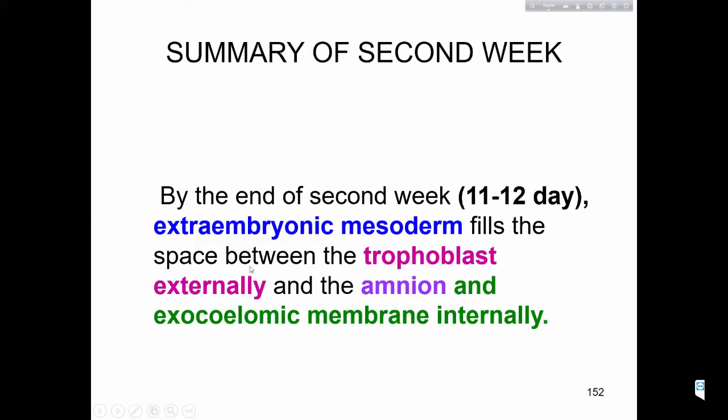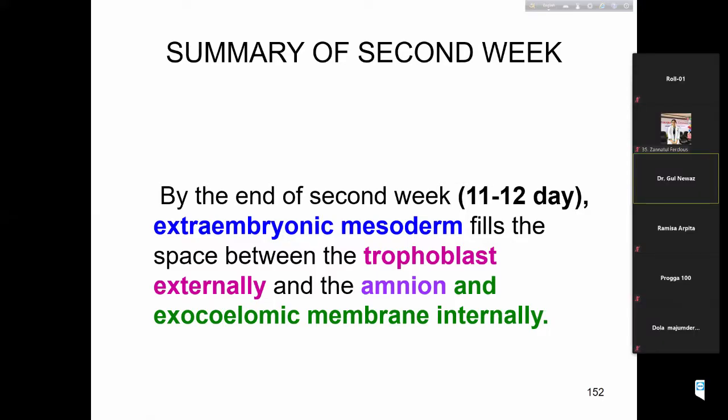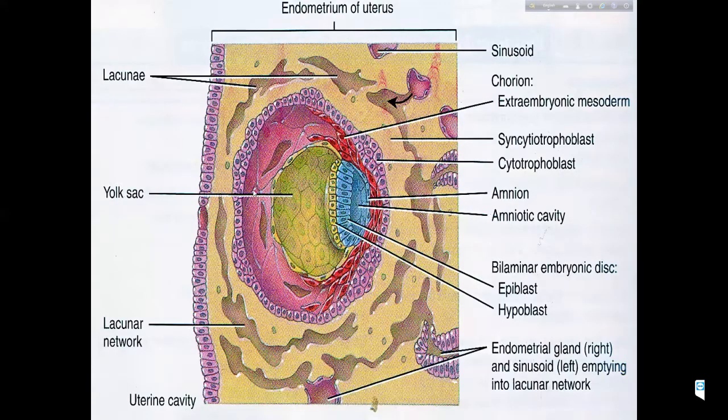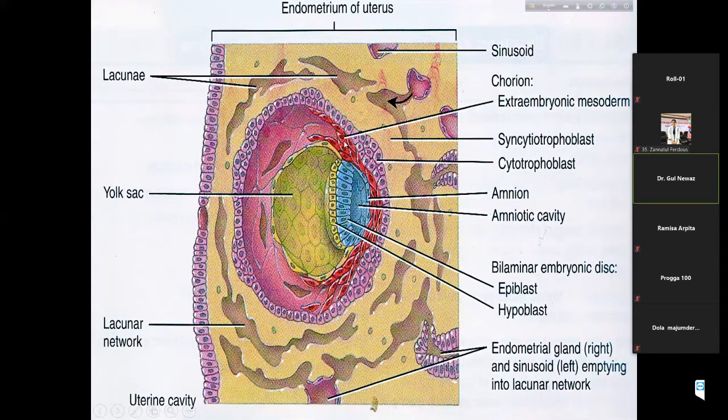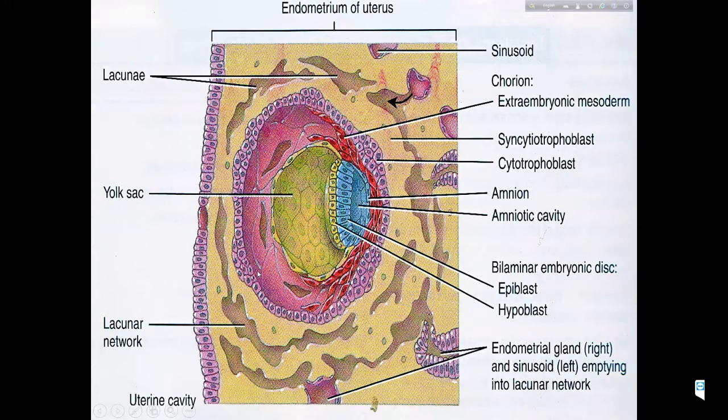By the end of the second week, extraembryonic mesoderm, I told you, fills the space between the trophoblast externally and the amnion and the exocoelomic membrane internally. I'm showing you a figure. So this is our extraembryonic mesoderm. It covers the cytotrophoblast externally and the amniotic cavity and the yolk sac cavity internally. So this one is the exocoelomic cavity.